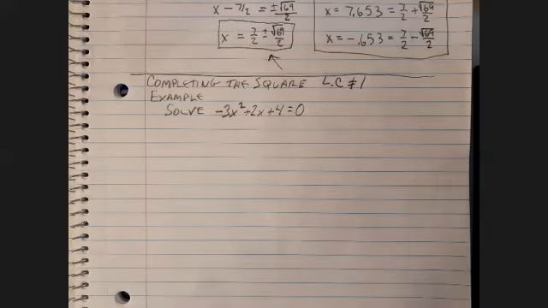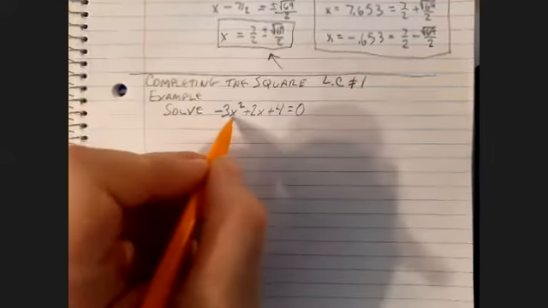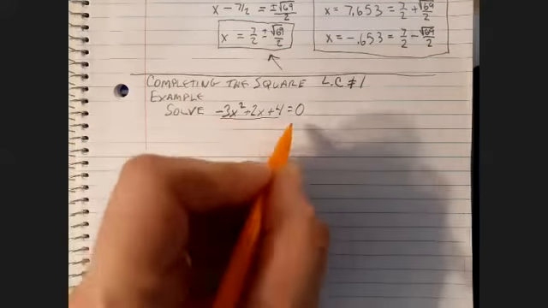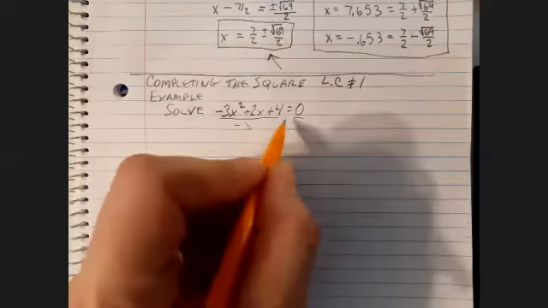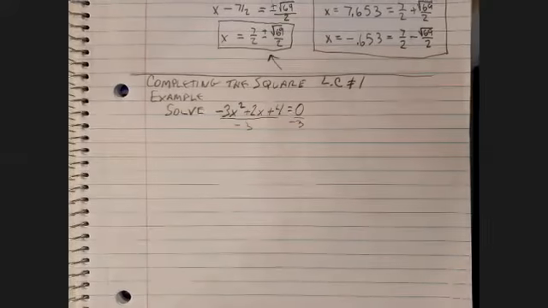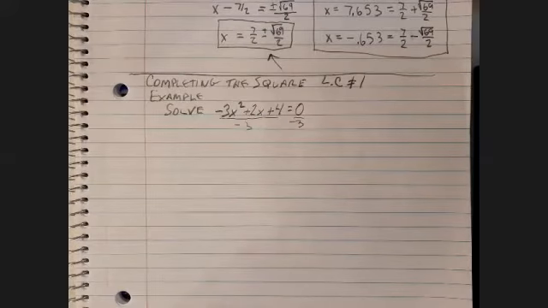We're going to force this to have a leading coefficient of 1 by dividing everything by whatever the leading coefficient is. In this case, it's -3. So we're going to divide both sides of this equation by -3. All right, and that is the trick to completing the square when your leading coefficient is not 1.